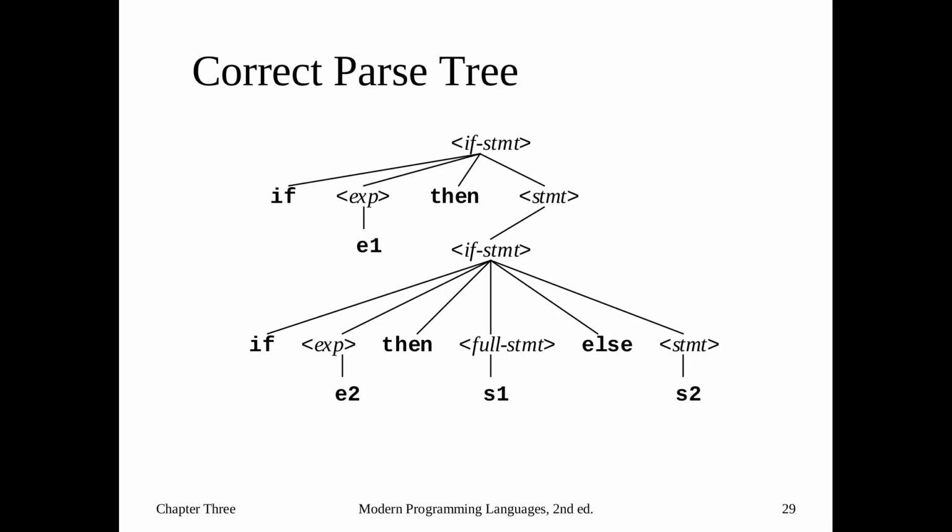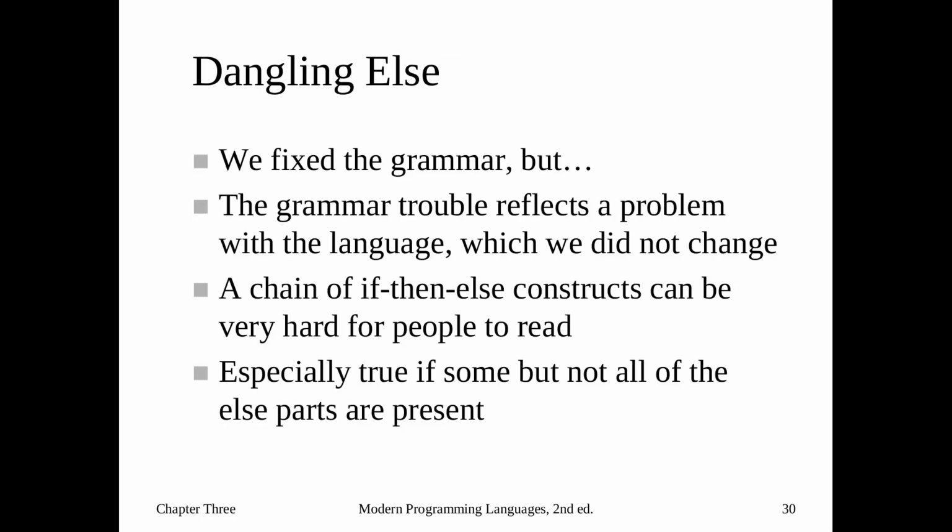Well, that's great, we got rid of the ambiguity, but the question is, is that really going to do what we want, right? And it's doing exactly what it says. The grammar trouble reflects a problem with the language, which we actually didn't change. We just modified the grammar slightly, but this is going to make it difficult for people to read, and it also will make it very confusing for individuals who are trying to program this.